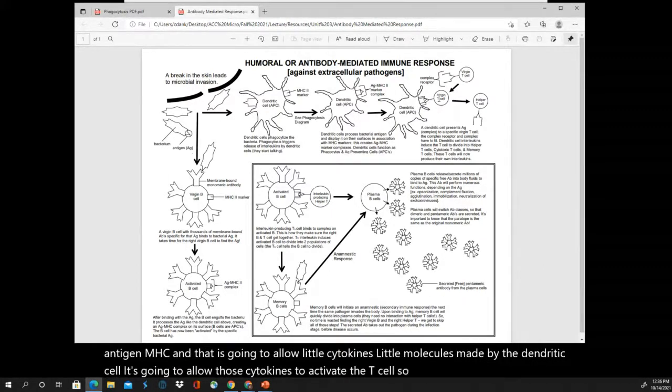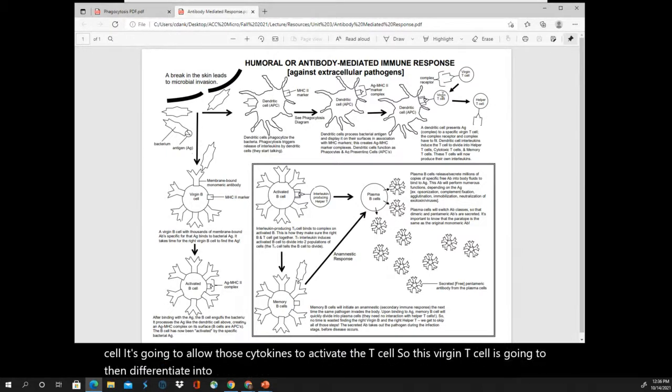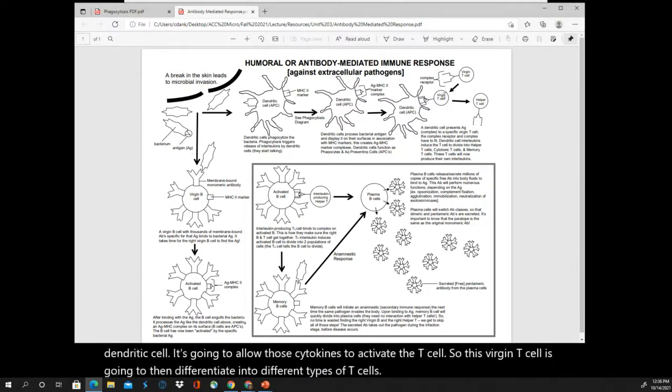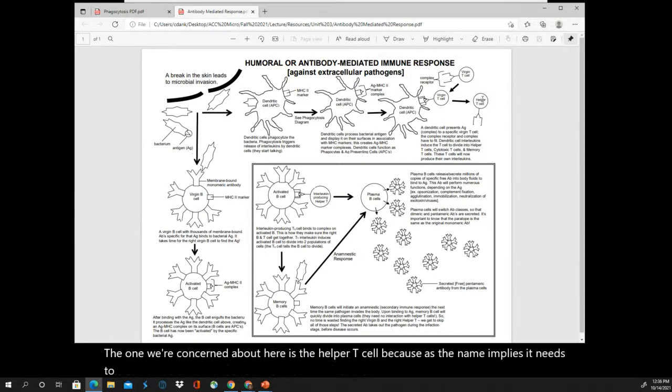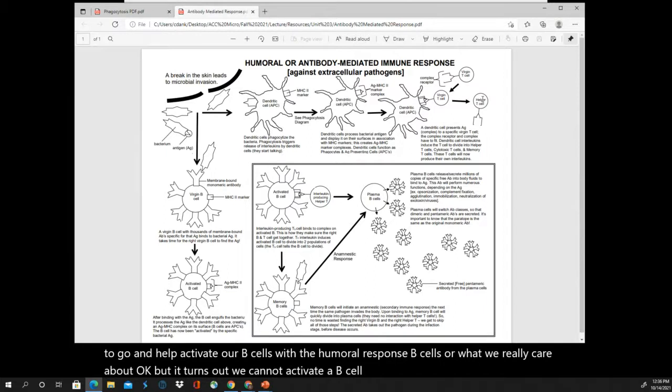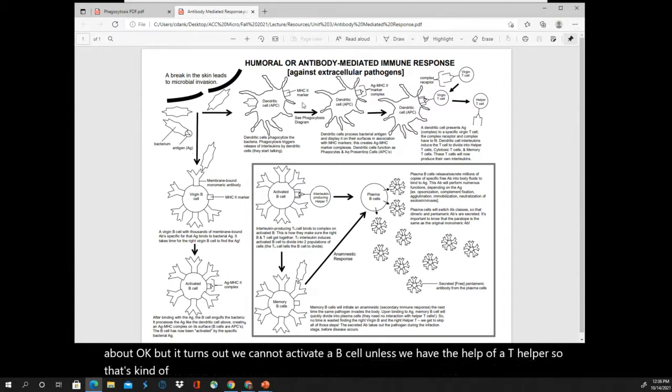So this virgin T cell is going to then differentiate into different types of T cells. The one we're concerned about here is the helper T cell, because as the name implies, it needs to go and help activate our B cells. Because with the humoral response, B cells are what we really care about, okay? But it turns out we cannot activate a B cell unless we have the help of a T helper cell. So that's kind of what's happening along the top.